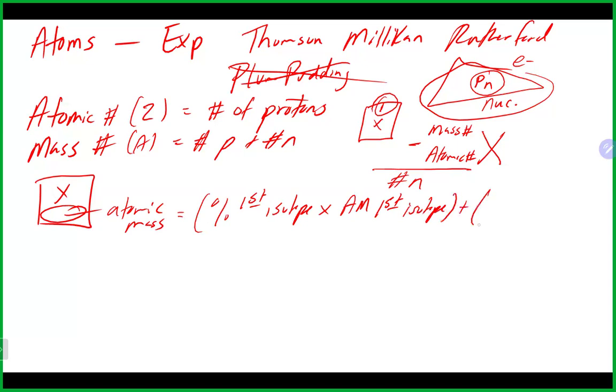And then you add it to the percentage of the second isotope times the atomic mass of your second isotope. And however many naturally occurring isotopes, you basically just keep repeating that pattern. And that, again, is how we get to those numbers that are on the bottom.